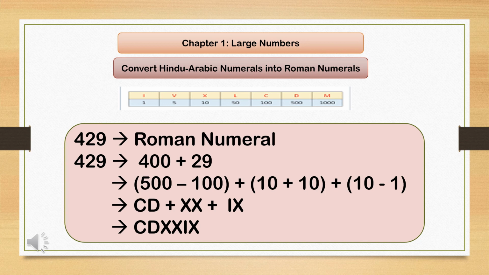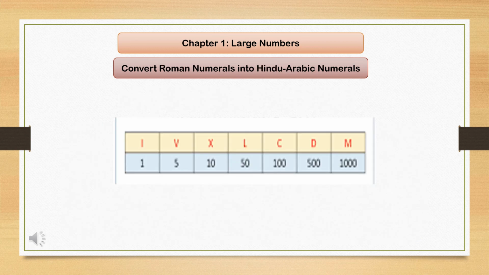Next we have 10 plus 10. So the symbol for 10 is X. We will write X twice. That will be XX. Next we have 10 minus 1. Here also we will write the symbol of 1 before the symbol of 10. So it will be IX. Now removing the operation signs, we will write the symbols as CD, XX, IX. We learned how to convert Hindu-Arabic numerals into Roman numerals.